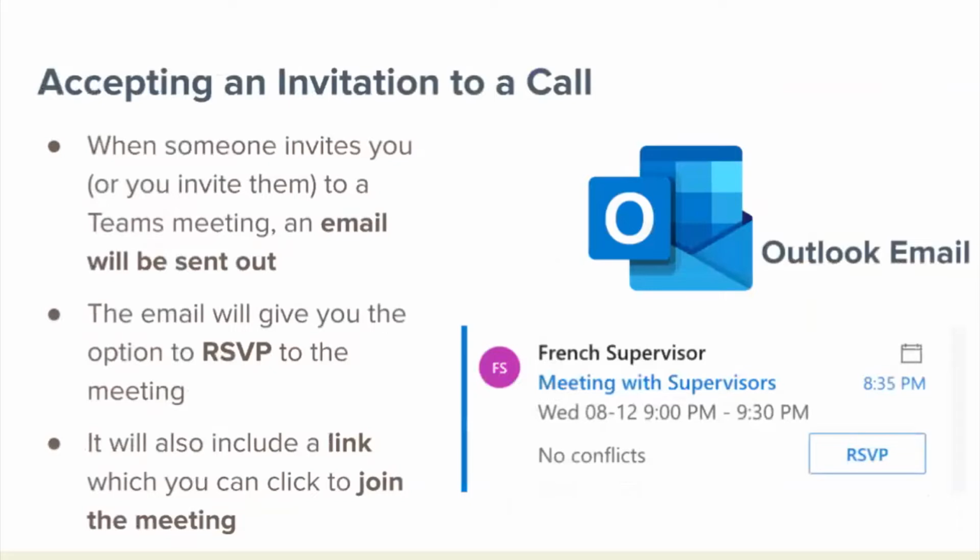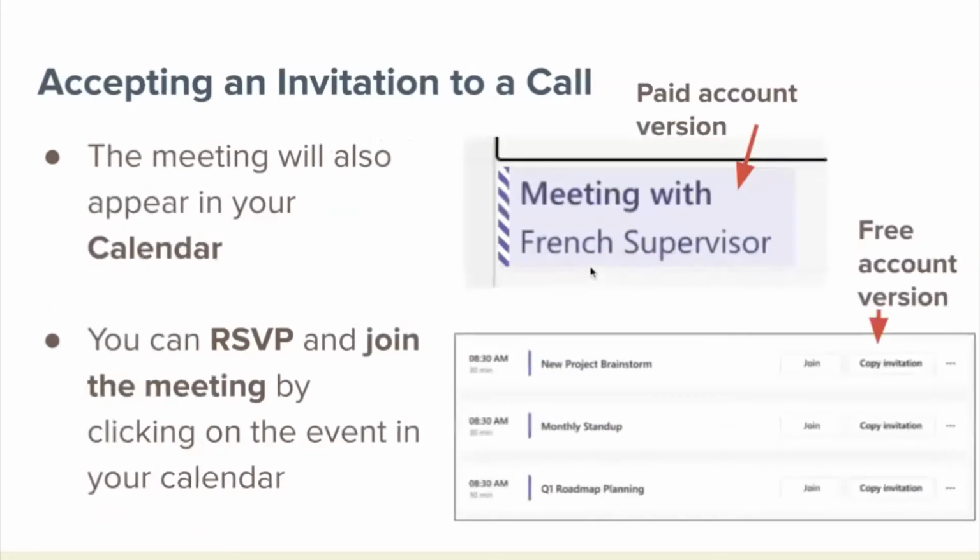Accepting an invitation to a call. When someone invites you or you invite them to a Teams meeting, an email will be sent out, and the email will give you the option to RSVP to the meeting. It'll also include a link which you can click to join the meeting. So as you can see, there's an email down here. It's French supervisor. There's a meeting with supervisors. Then if you click RSVP, you'll RSVP.